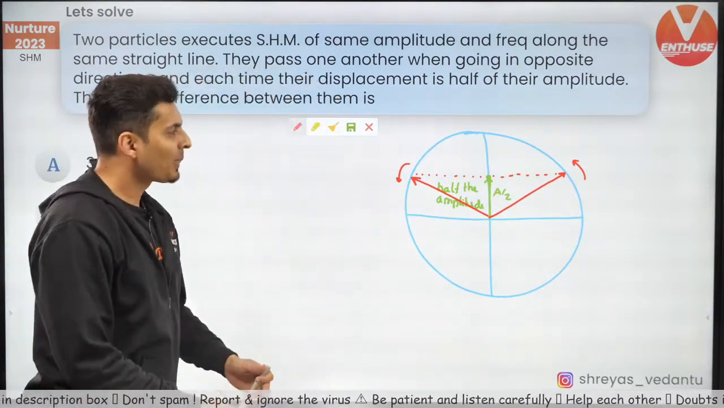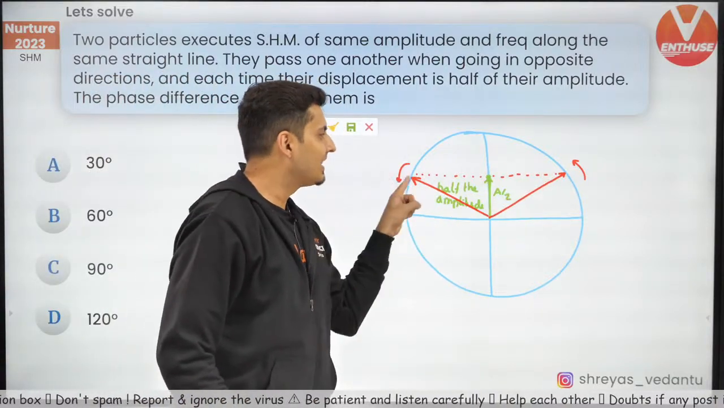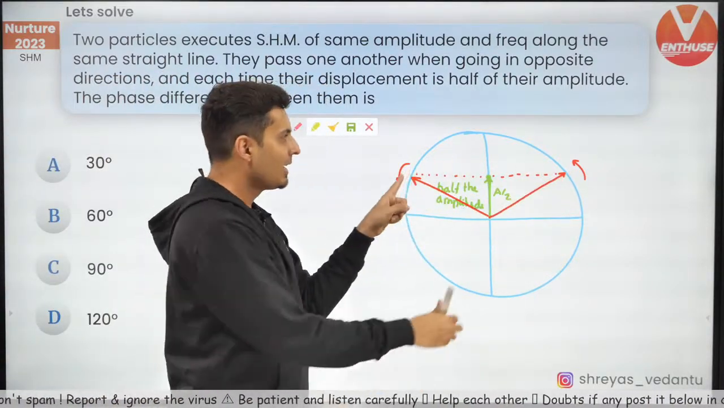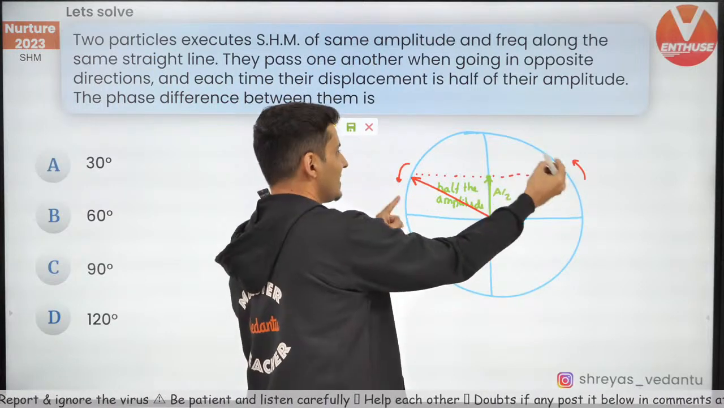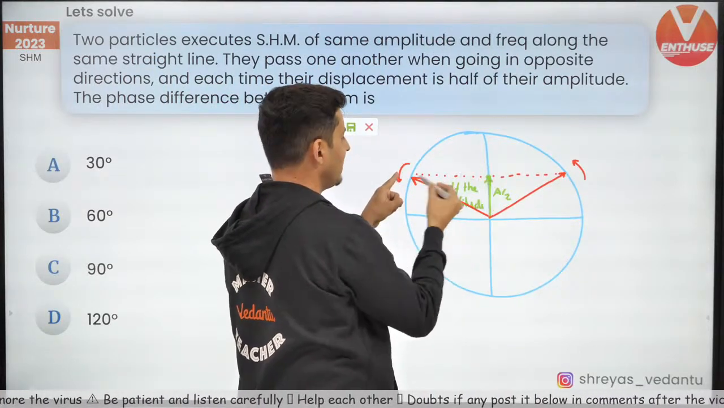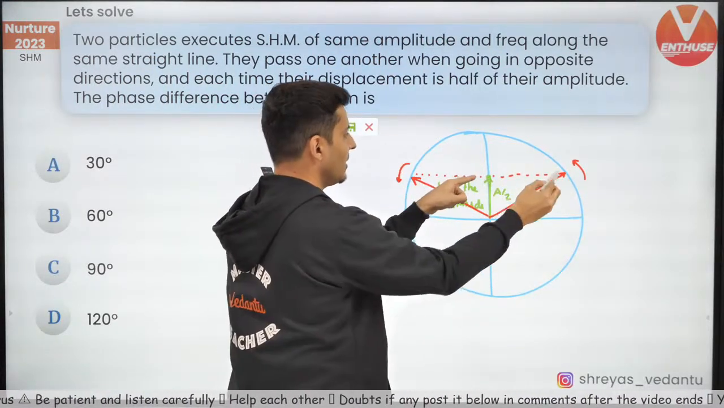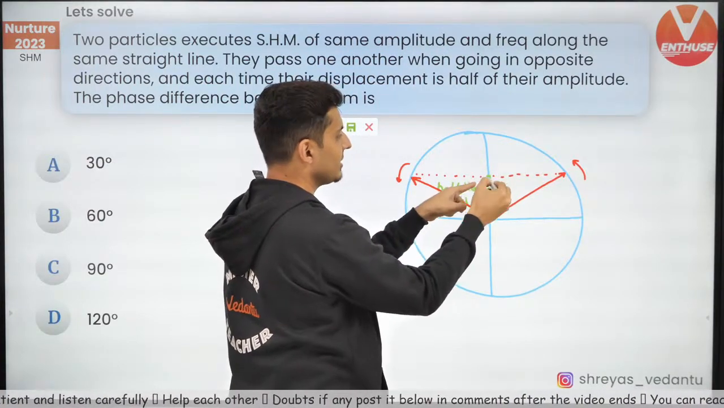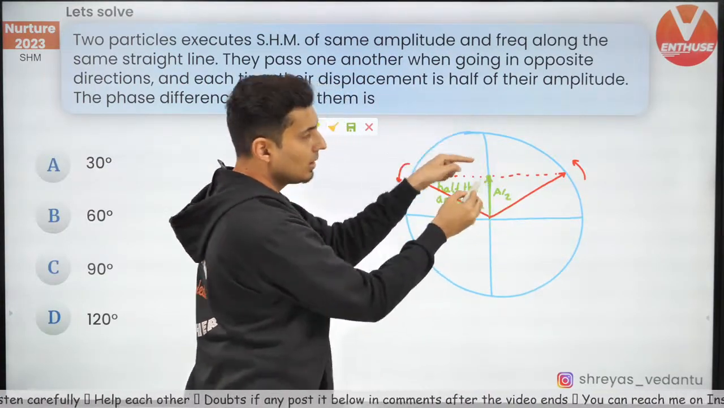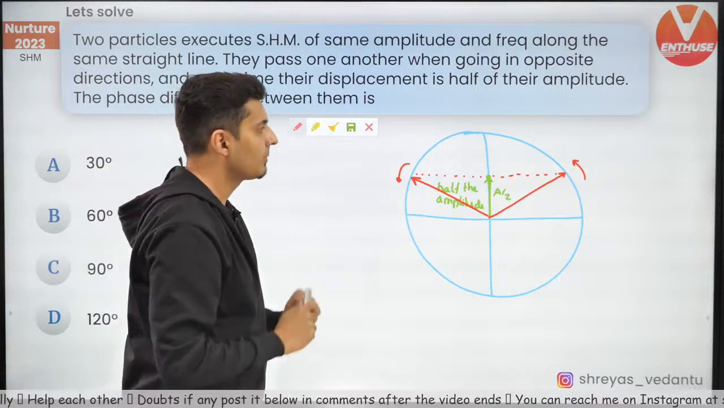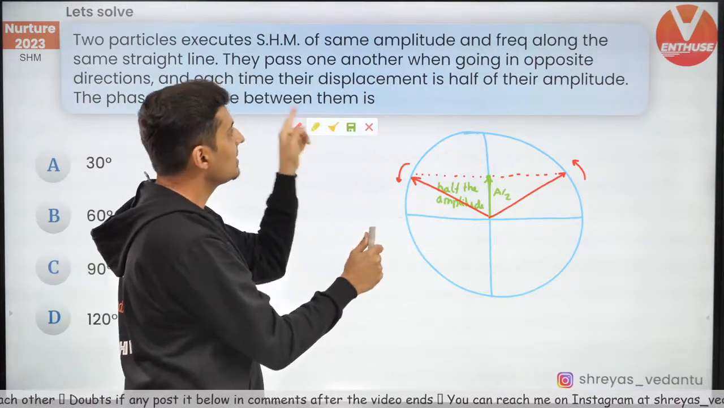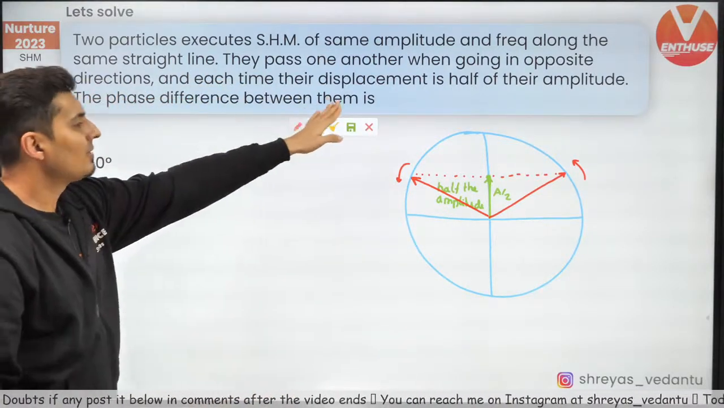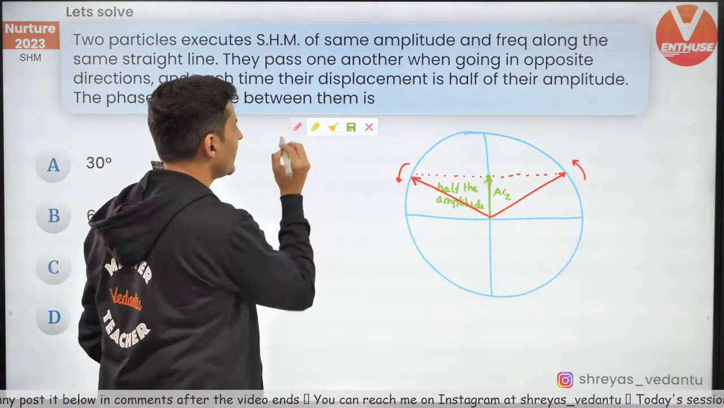Very good. So basically these are the 2 points. Okay, they are going like this. So this guy's projection goes up, this guy's projection comes down. So you have two SHMs crossing each other exactly midway between the amplitude. Okay. Now the question is, what is the phase difference between them? It's very easy. I'll tell you what to do.